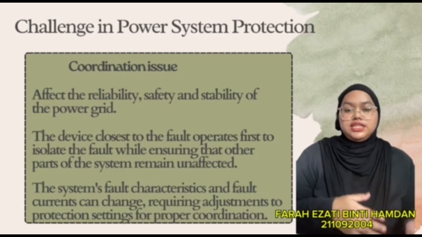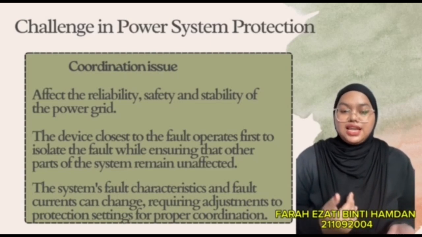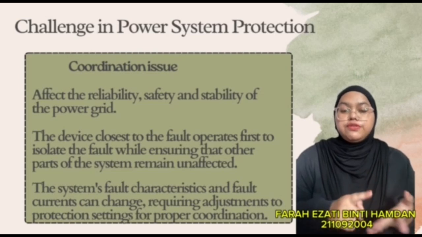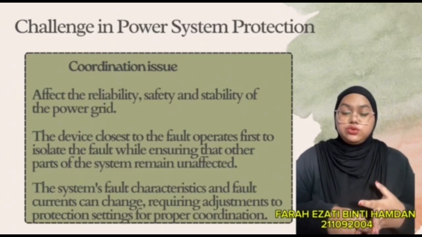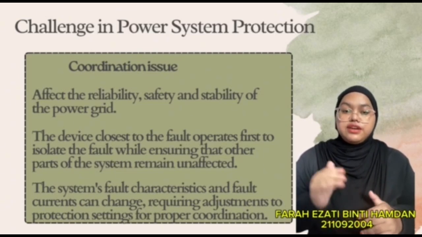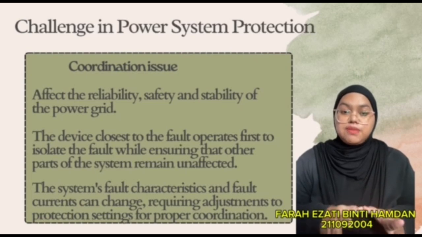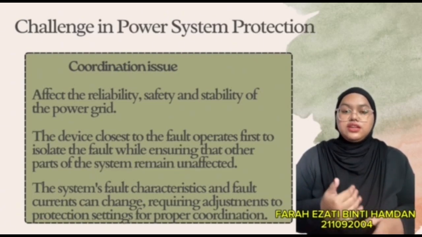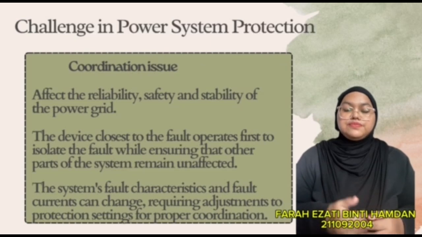I will present about the challenges in power system protection. Power system protection faces several significant challenges, including coordination issues and false tripping. For the first one, coordination issues are critical as they can affect the reliability, safety and stability of the power grid. One of the primary issues is the coordination of the protection settings.